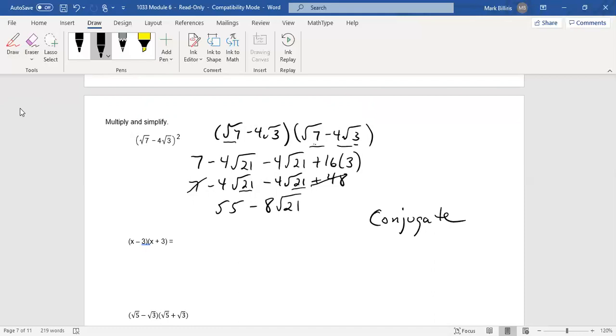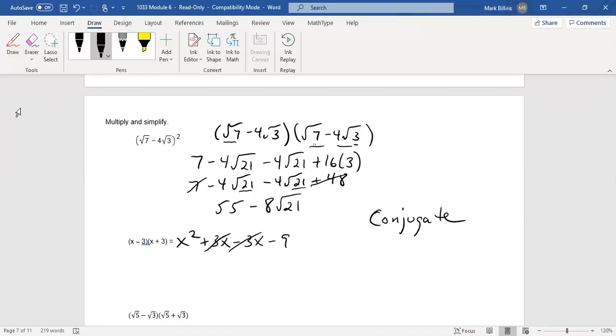Look what happens when we multiply a factor times its conjugate. So remember, I'm going to take x times both x and plus 3, and then -3 times both x and positive 3. So I multiply x times x, I get x squared. I multiply x times positive 3, and I get positive 3x. Next, I take the -3 times both terms. So -3 times x is -3x, and -3 times positive 3 is -9. What happens to our middle term? Notice one's positive 3, the other's -3.